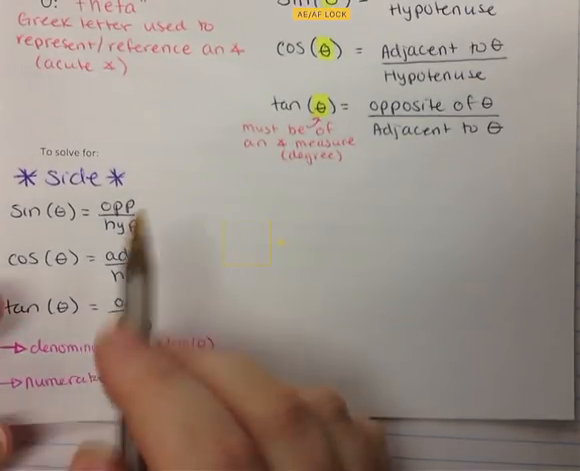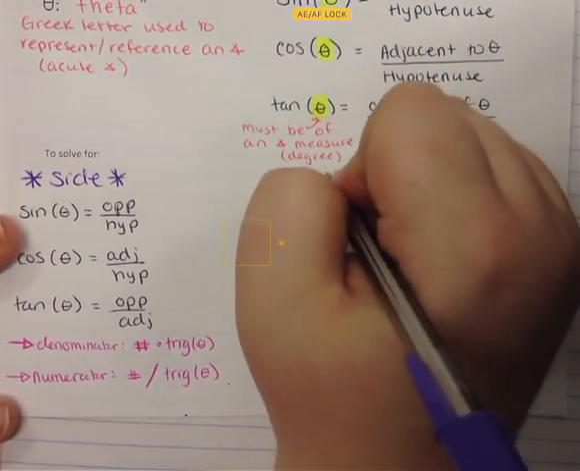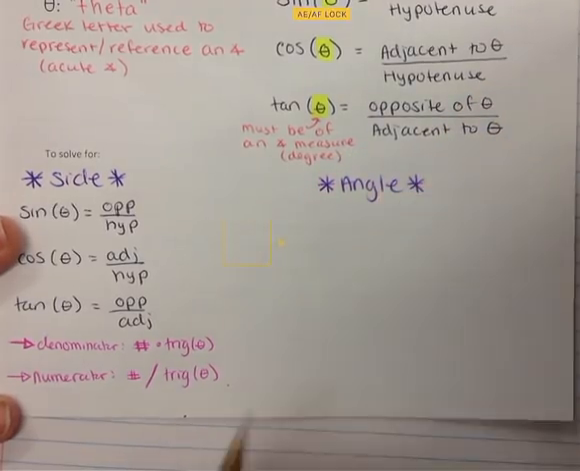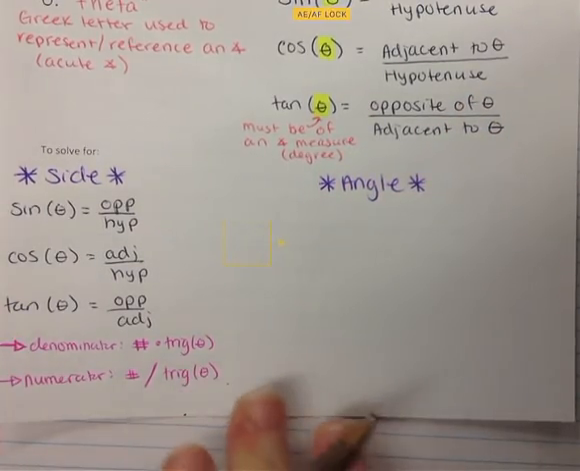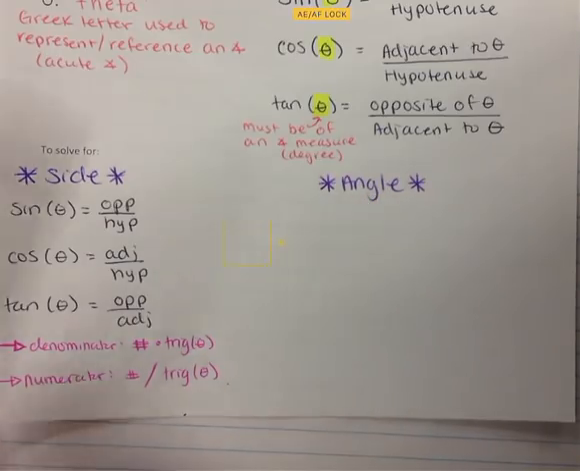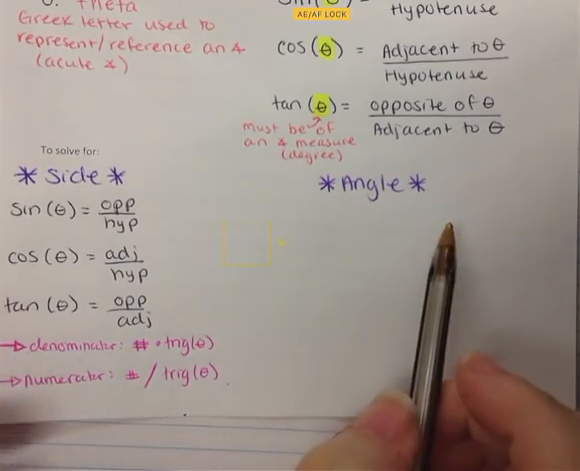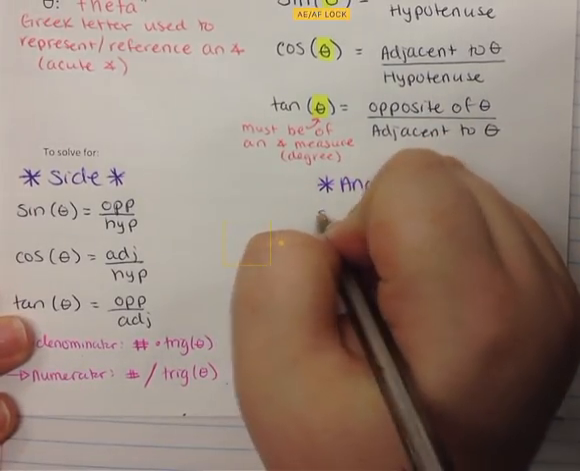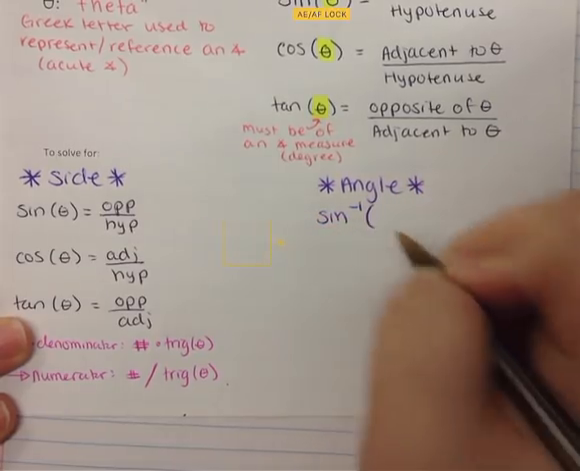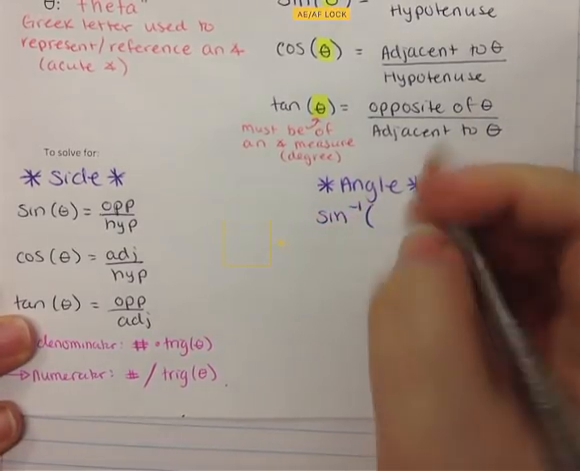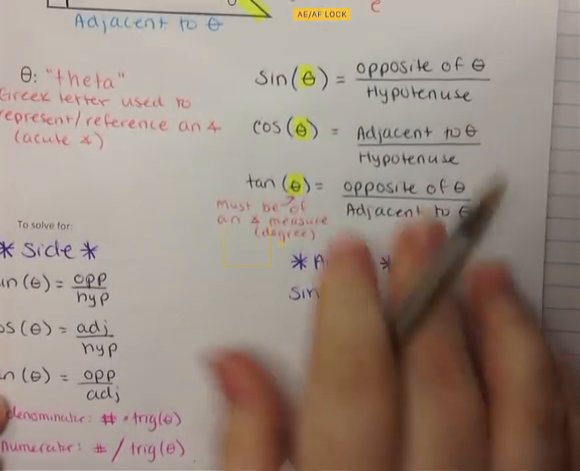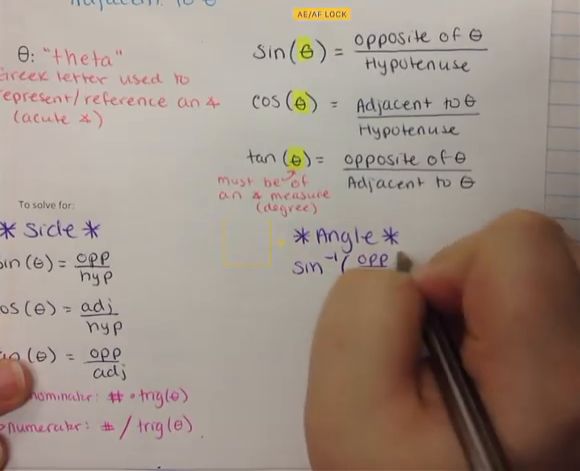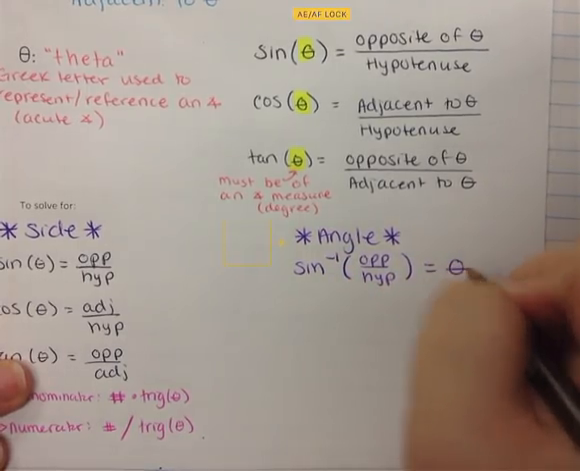You can also use trigonometry to solve for an angle measurement. If you're given two sides, you could find the third side using the Pythagorean theorem, but if I asked you to find an angle, you would have to do something different. This one is set up slightly differently. Instead of just sine of theta, you would actually do sine inverse. You do the sine to the -1, and then you keep the same fraction of sine. It would be opposite over hypotenuse. That will actually give you your theta.